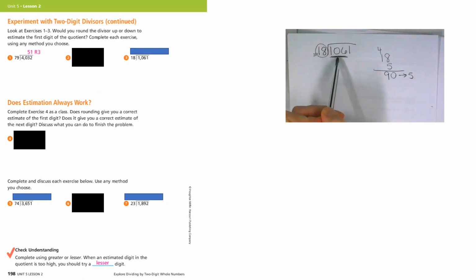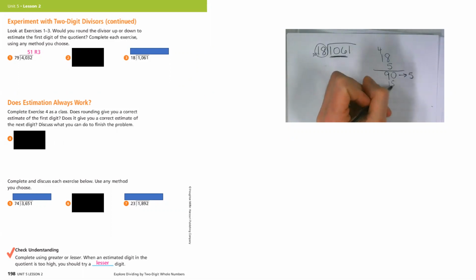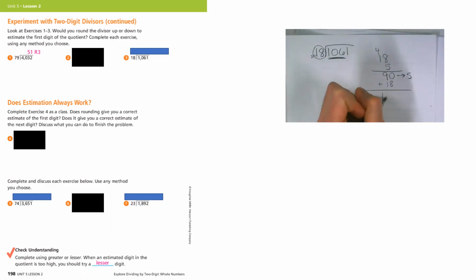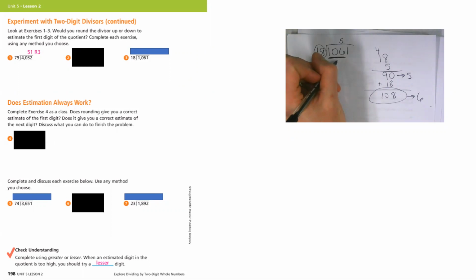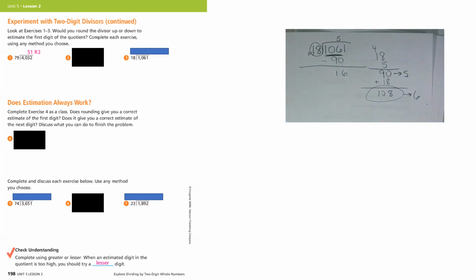Can I pull out another group though? Can I pull out another group? Another group of 18 would be 108. No, I can't pull out that. So I'm going to put my 5 here, just like I guessed. Now, remember, my next step is just to see what's left over. That was 90. So there's 16 left over, right? Now what do I do? Now you bring down the next number.